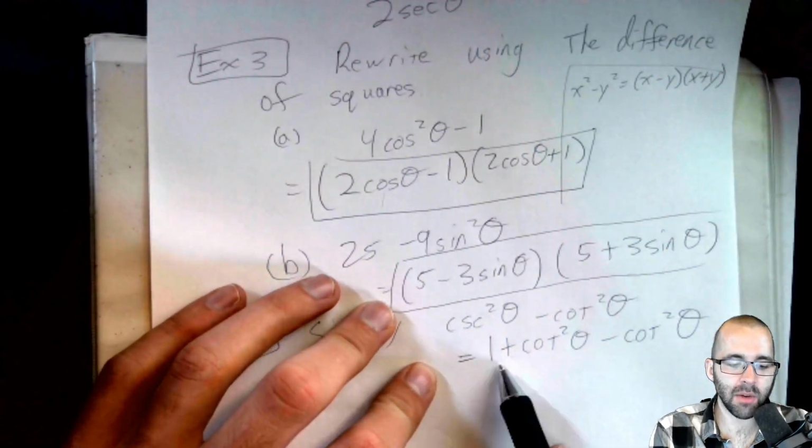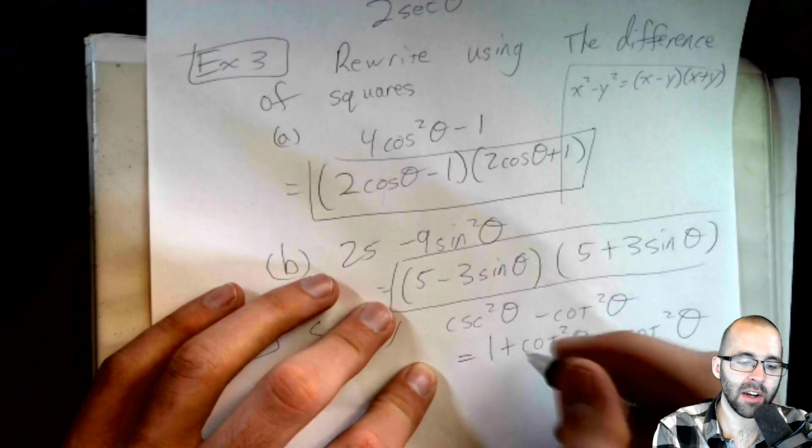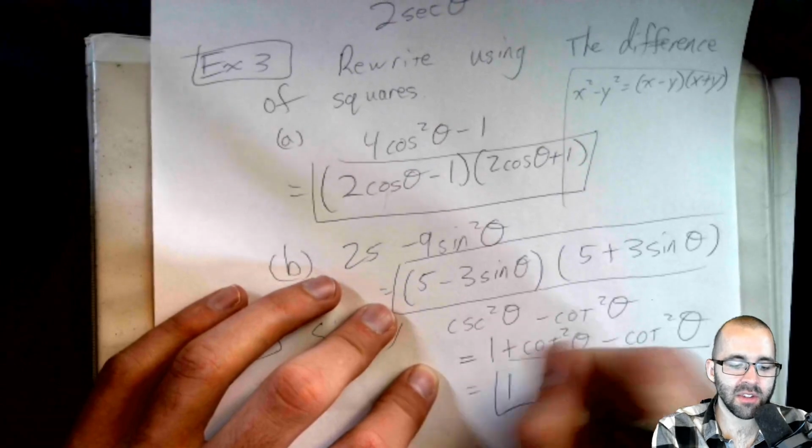So the cosecant squared became this. And then we still have the minus cotangent squared from before. And now look, we have a plus cotangent squared minus cotangent squared. They cancel out, and we're just left with 1.